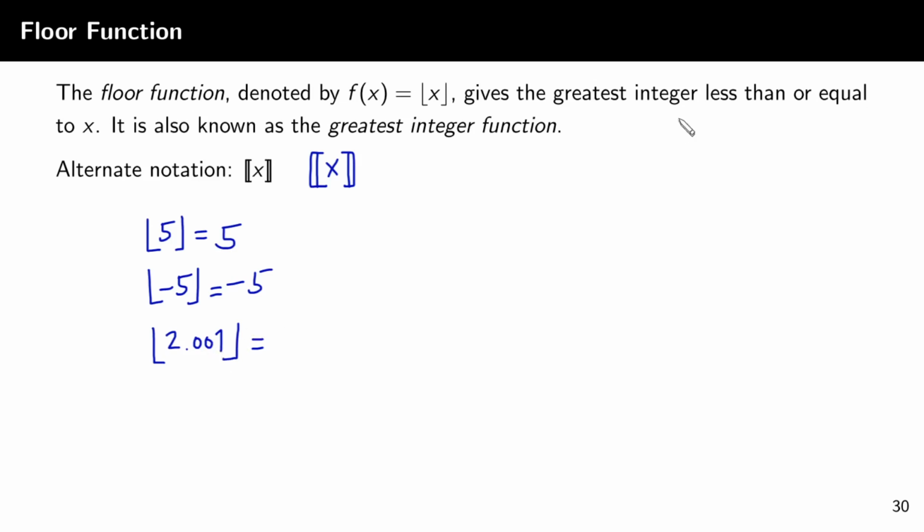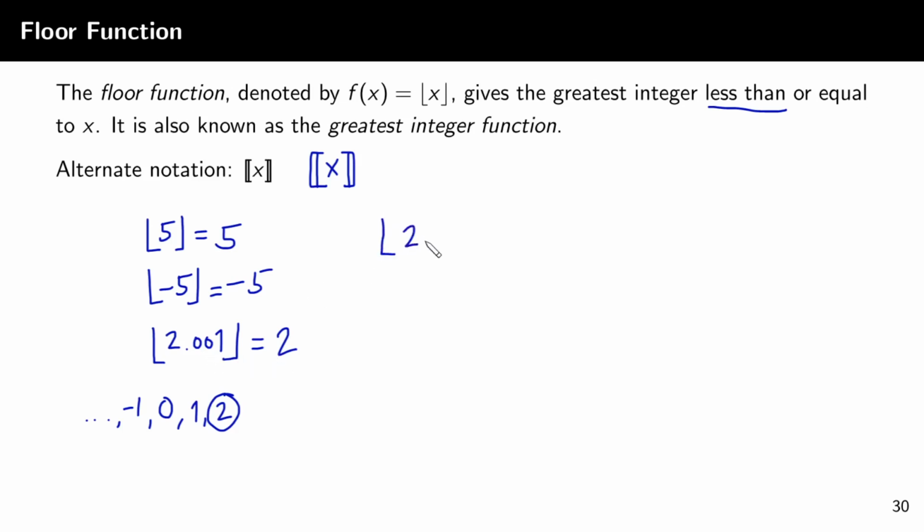Well, ano nga ba yung mga integers na less than or equal to 2.001? We have negative 1, we have 2, we have 0. So, negative 1 is less than 2.001, so pasok siya. So, and so on. So, among these integers, ano yung pinakamalaki? Well, it's the number 2. So, the floor of 2.001 is the number 2.